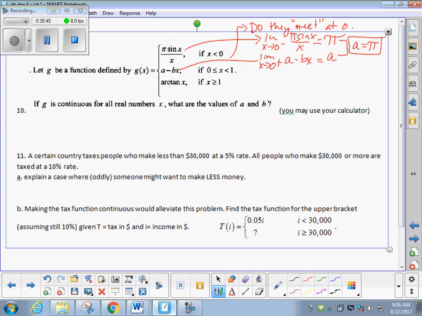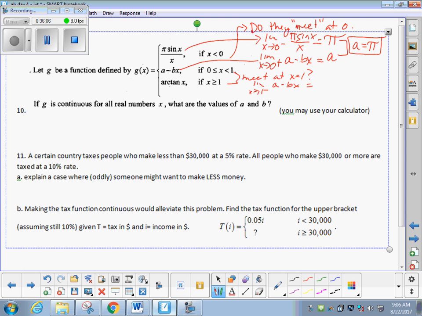Right? Now b, I guess we'll have to extract from the second part. These need to meet at x equal 1 if this is going to be continuous. And that implies left-hand, right-hand limits. The limit as x approaches 1 from the left, a minus bx.